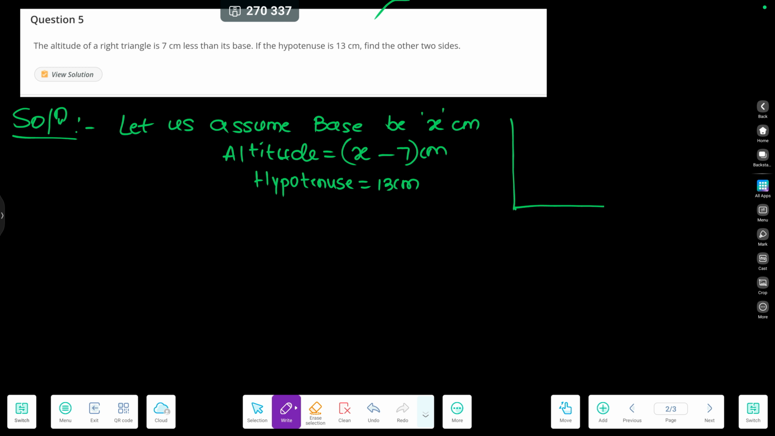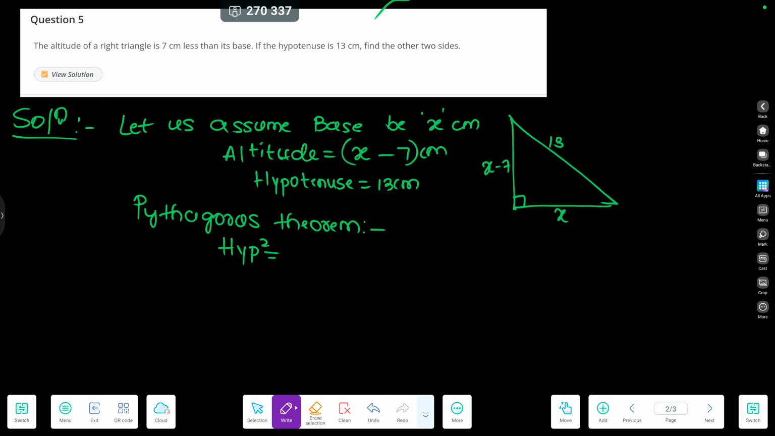Let's say this is a right angle triangle and hypotenuse is 13, base is x and height is x minus 7. Apply which theorem? Pythagoras theorem. What is that? Hypotenuse square equals base square plus height square. Hypotenuse square 13 square, base square x square, height square x minus 7 whole square.